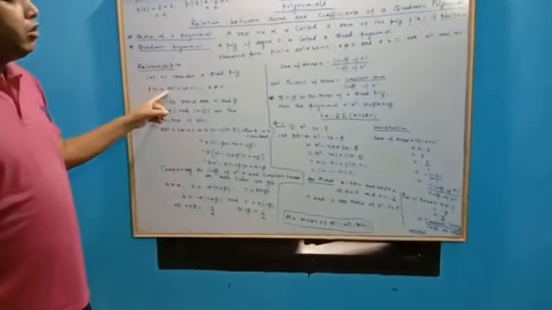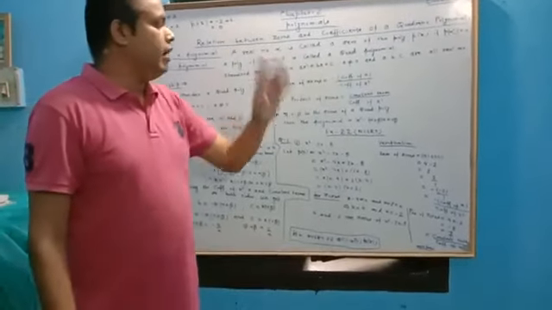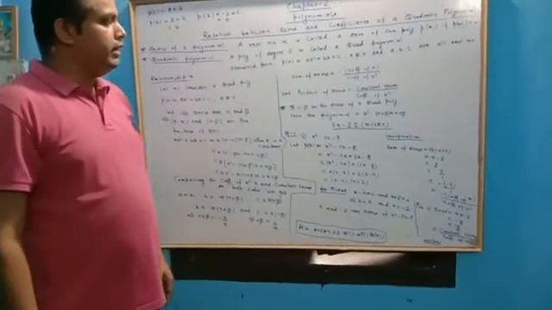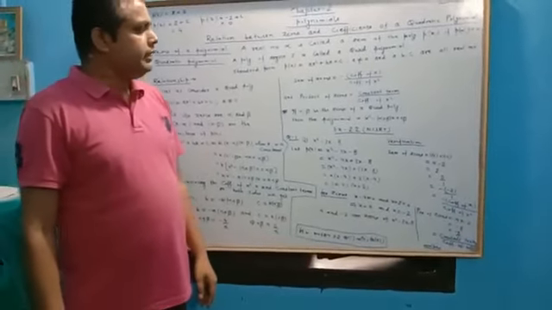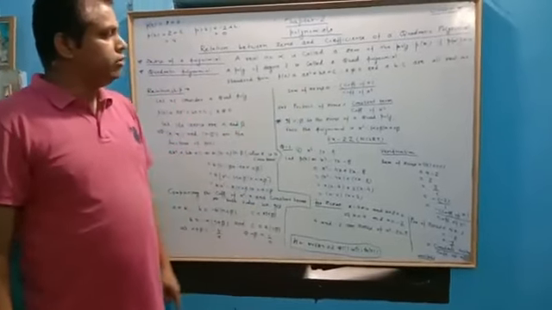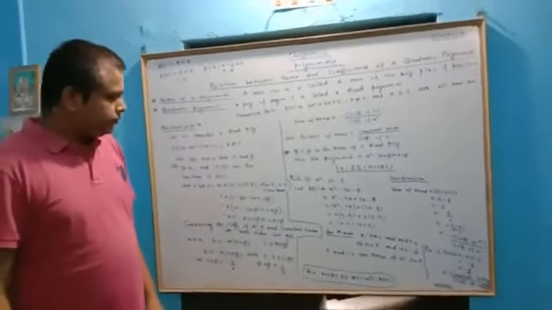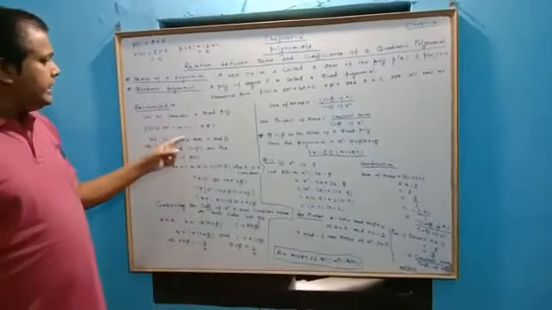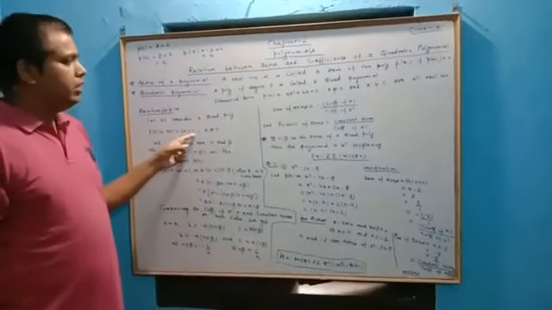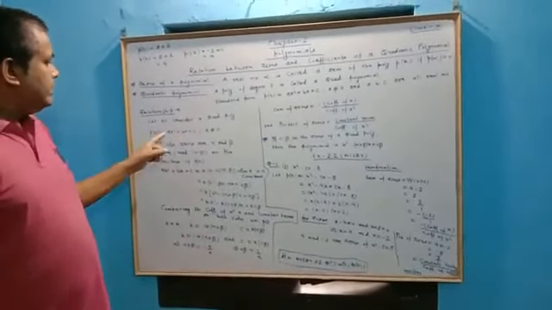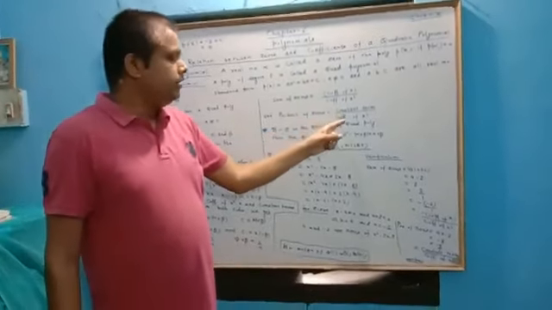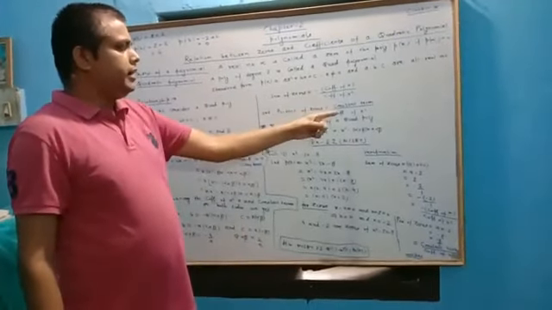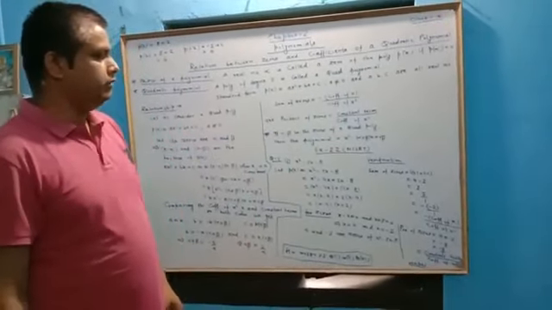Here a is the coefficient of x square. So we can say the sum of zeros for a quadratic polynomial is equal to minus coefficient of x by coefficient of x square, and the product of zeros is equal to c by a. What is c here? c is the constant term and a is the coefficient of x square. So we can write the product of zeros is equal to constant term by coefficient of x square.